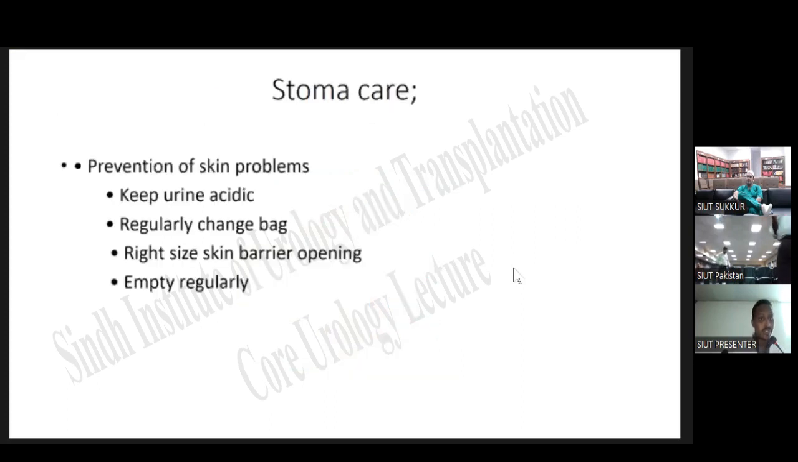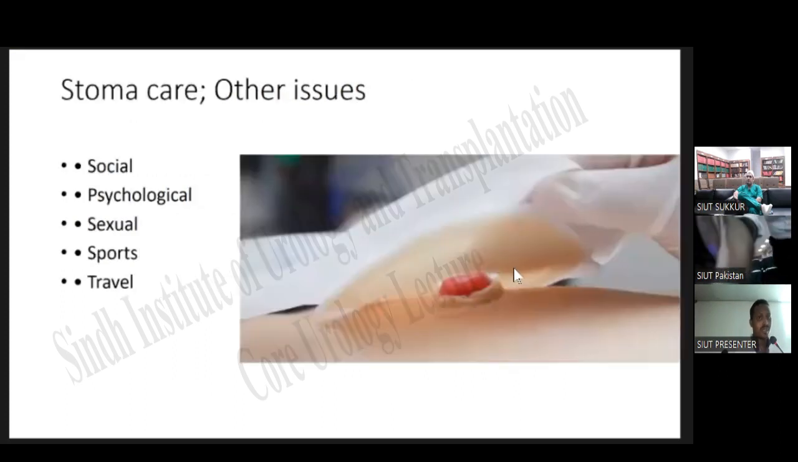And how do we prevent skin problems? We should keep the urine acidic, regularly change the bag, select the right size of skin barrier opening, and empty regularly. So how would you make the pH of the urine acidic? Anybody from the audience, if anyone is there, because I can only see empty chairs from here.